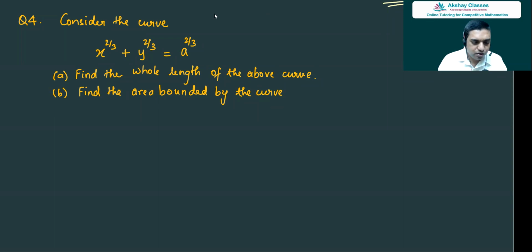All right. So this particular curve is called an asteroid. Now this has a parametric representation. All right, I'll write here the speciality of this curve. This curve is called an asteroid.